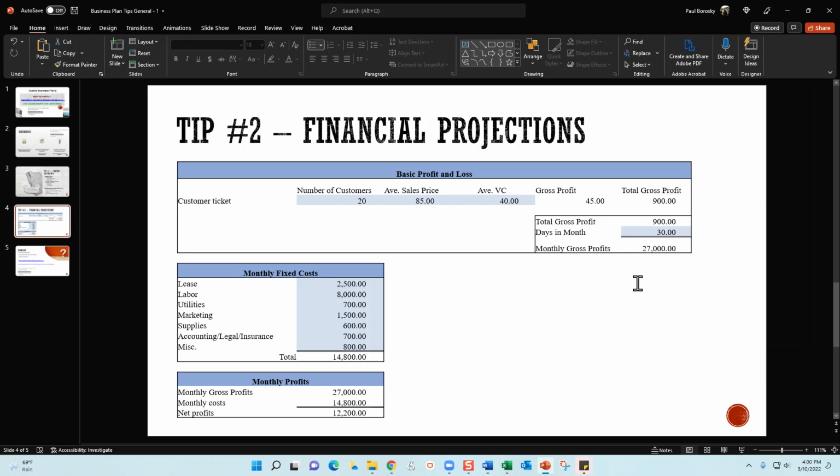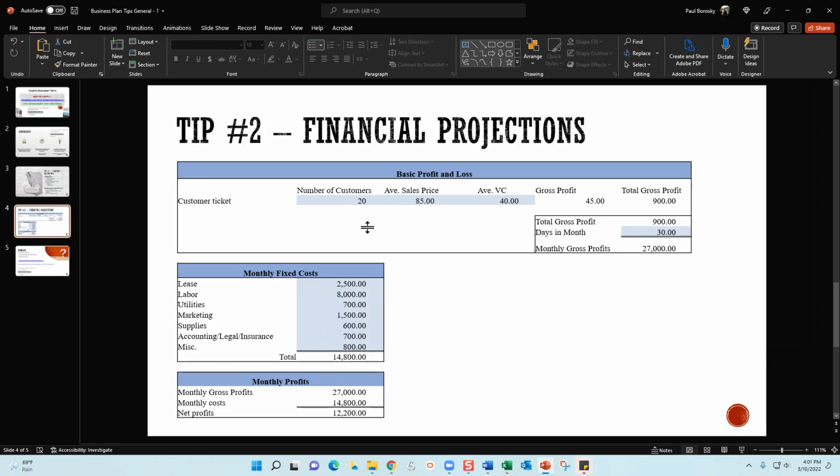For example, this model right here took me about 10 minutes to create, and once I was done with it, you're able to identify how many customers you think you're going to work with, what the average sales price is going to be per customer, and then what your average markup is. When you identify that information and then tie in your fixed costs and your variable costs, once you have that model constructed, you're going to be able to change around your price points and number of customers, and see how that impacts your net profits.